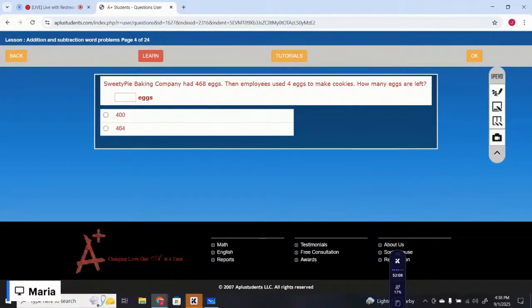Sweetie Pie Baking Company had 468 eggs. Then employees used 4 eggs to make cookies. How many eggs are left? That is 464. Option number 2 is the correct option.